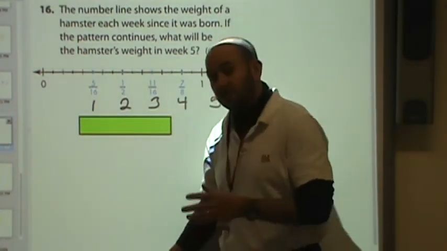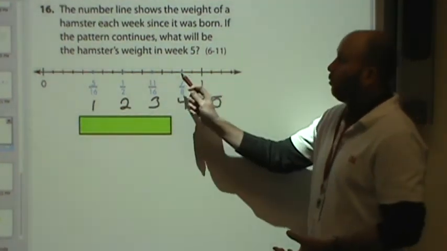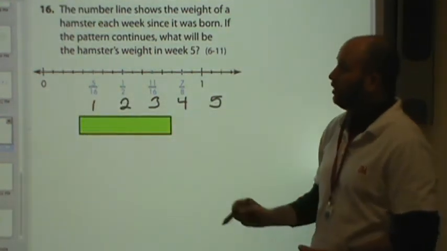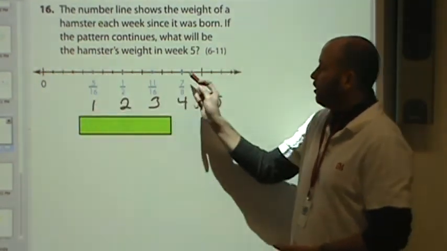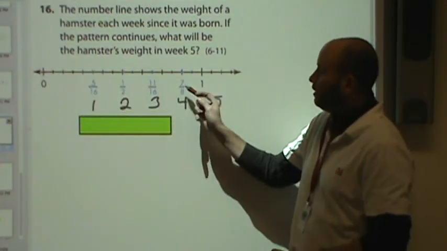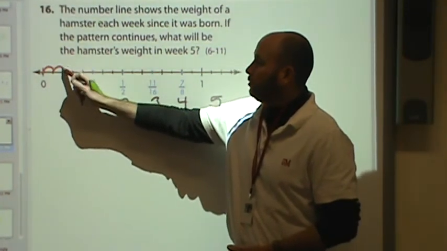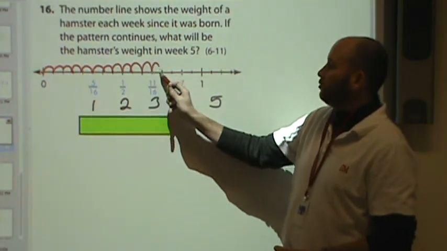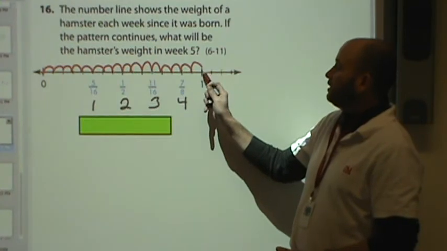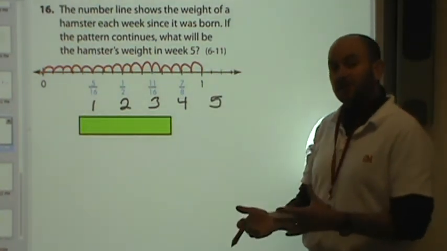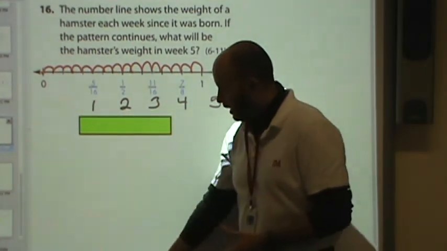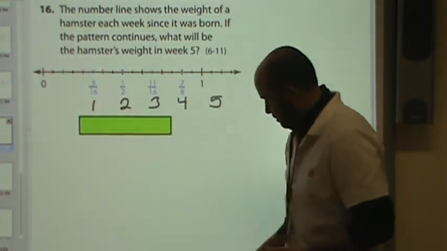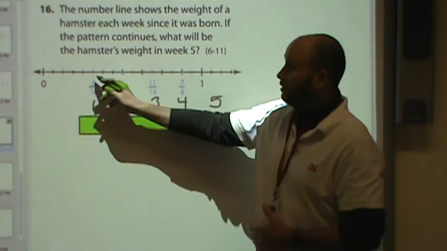Then what you need to do is look at your number line and say, what is each of these individual units? How would you figure that? Well, you would start and find the whole number, which is 1 right here, and you would count. You'd say, I have 1, 2, 3, 4, 5, 6, 7, 8, 9, 10, 11, 12, 13, 14, 15, 16. So you're talking about sixteenths. And if each one of those little units is a 16th, how much weight increase are we getting week per week?